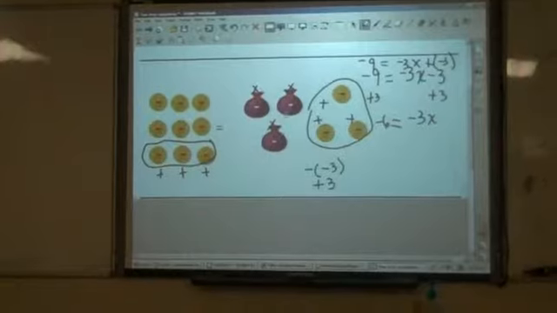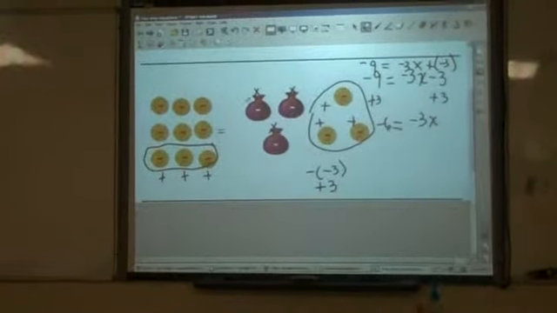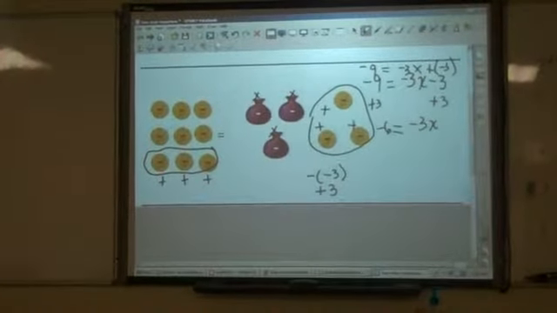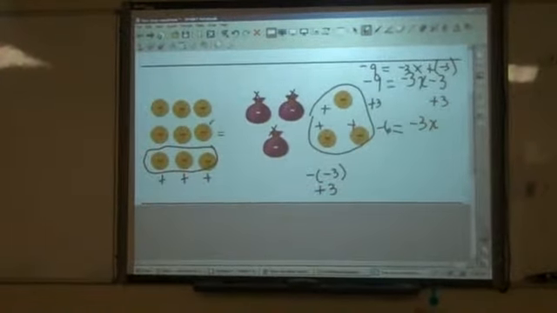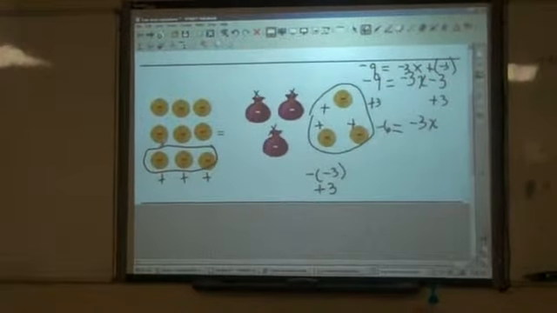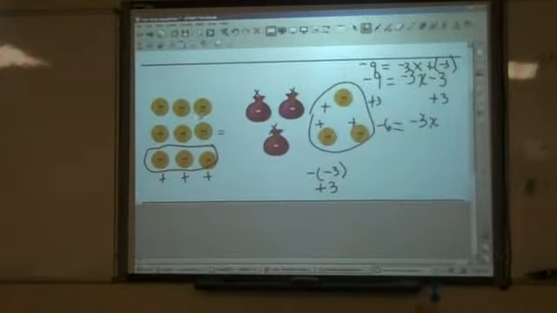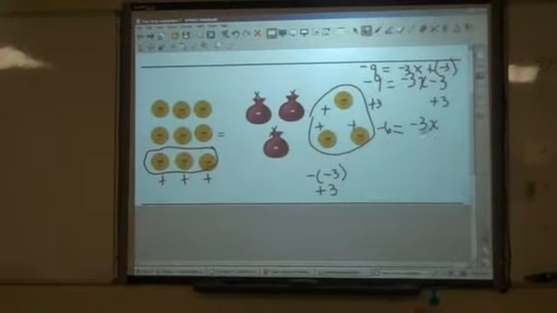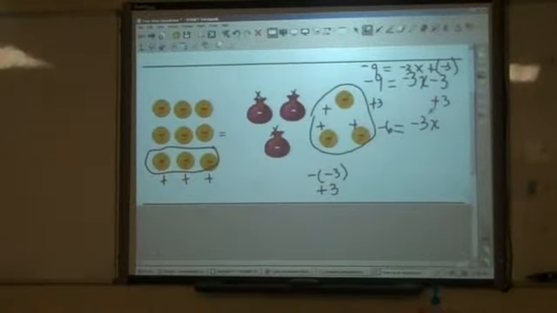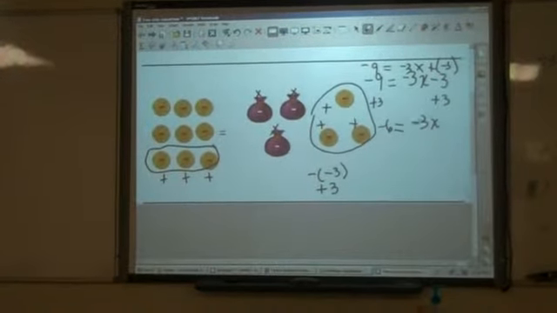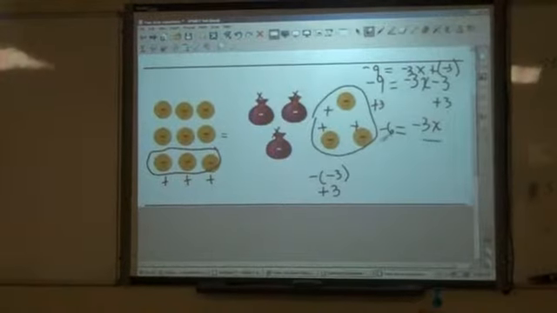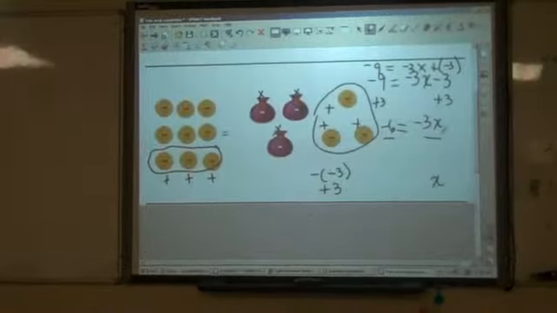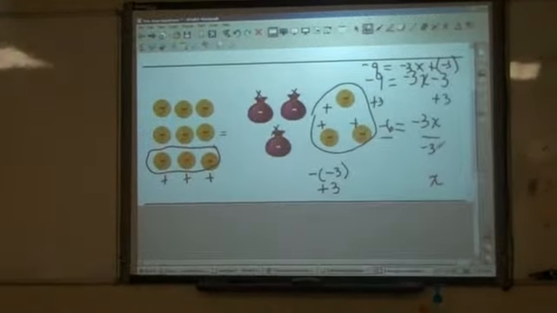Okay, now I have these 3 pouches and these 6 coins, and these have to be divided up equally. So I could take these 6 coins and divide them into 3 equal groups, which would leave me 2 coins for each pouch. Here I have a negative 3 times X. To undo that, I would have to divide on both sides. And I want a positive X, so I have to divide by negative 3.